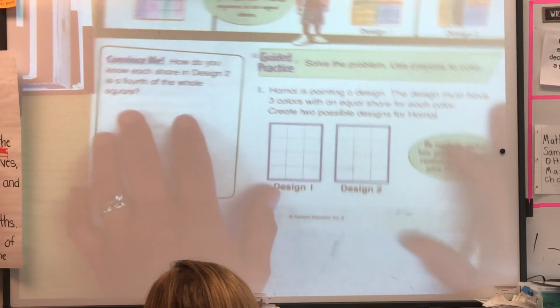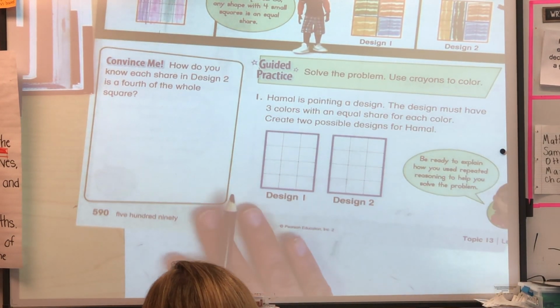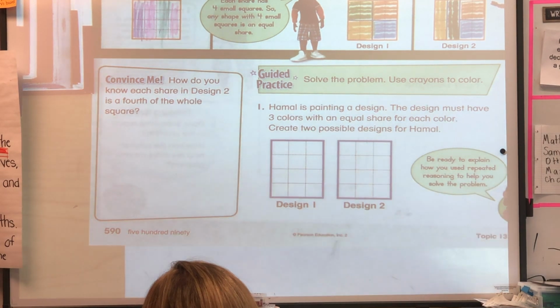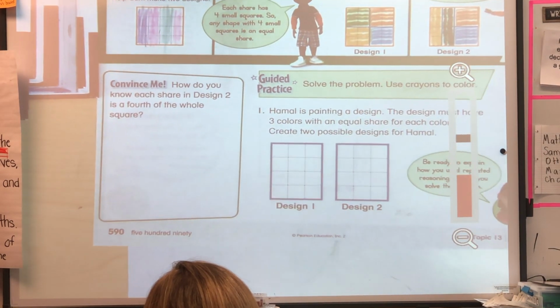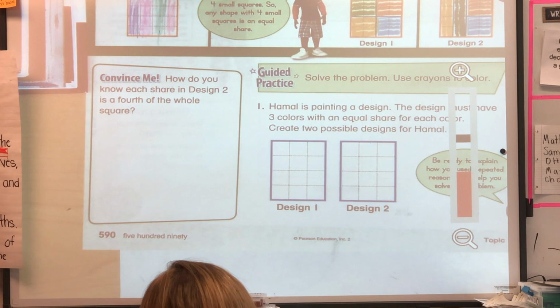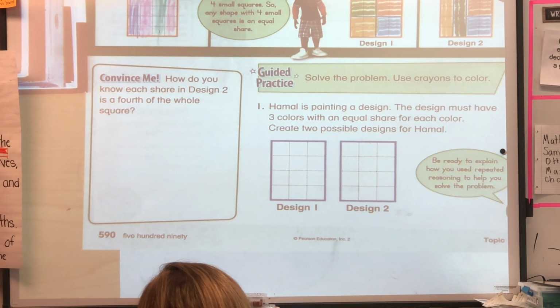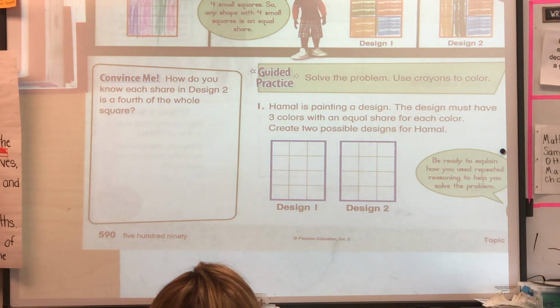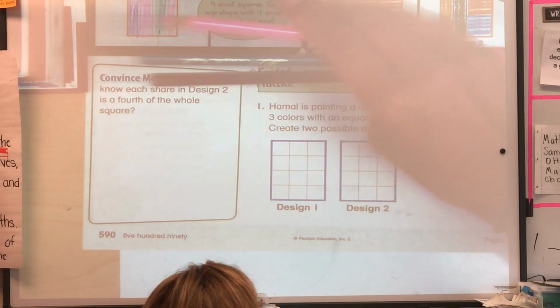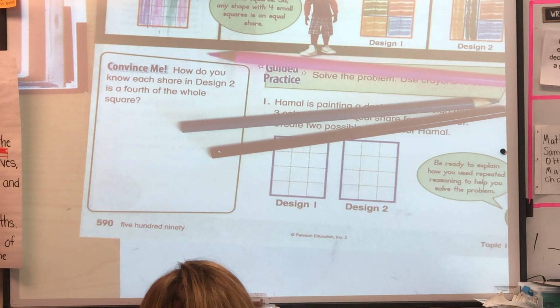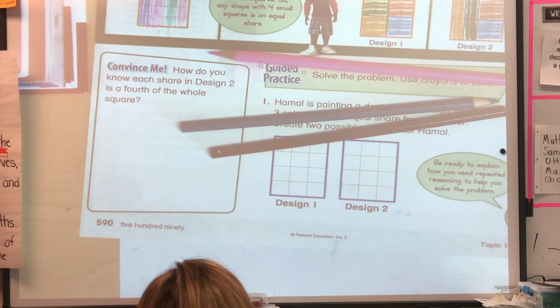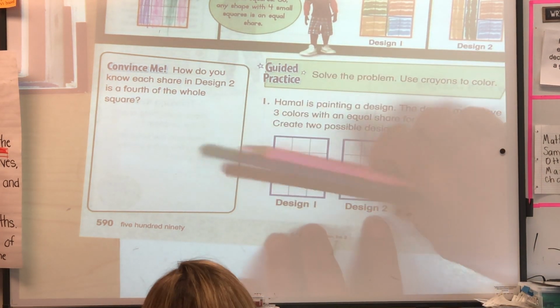So now let's go to Hamal. Hamal is painting a design. The design, get it better than me because I can't paint and you know it. The design must have 3 colors with an equal share for each color. Create 2 possible designs. So first, our directions said we need 3 colors. 1, 2, 3. What do we call it when we're dividing into 3? Thirds, that's right. And we need to make them equal shares.